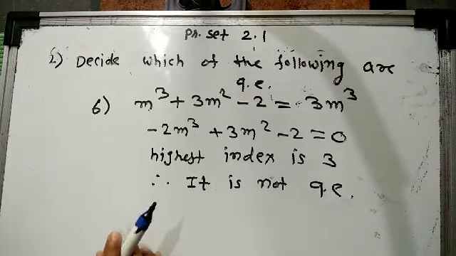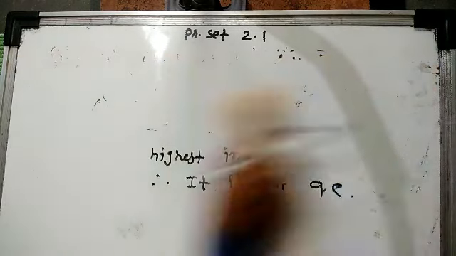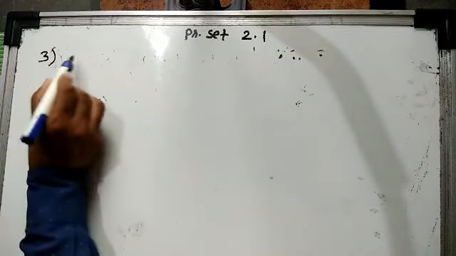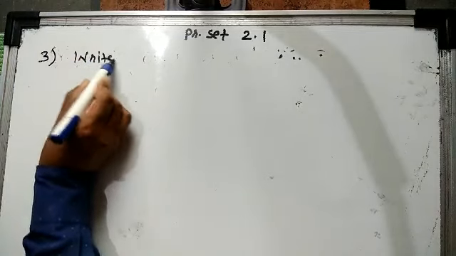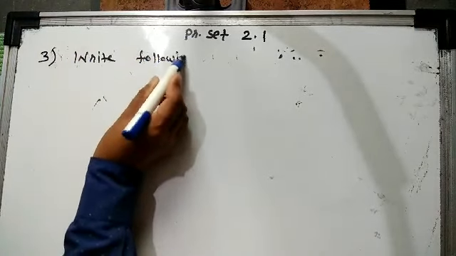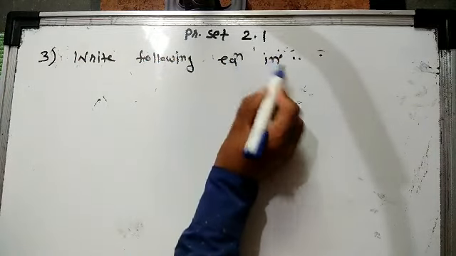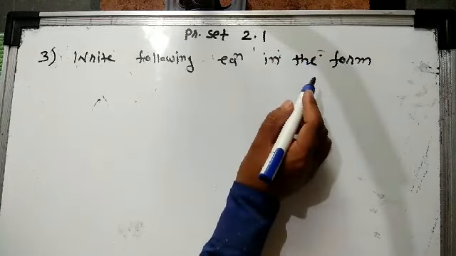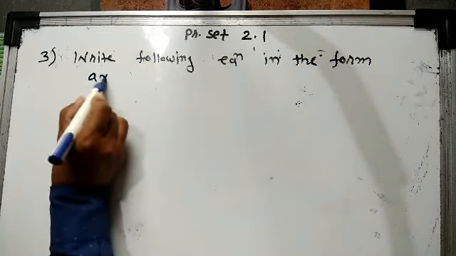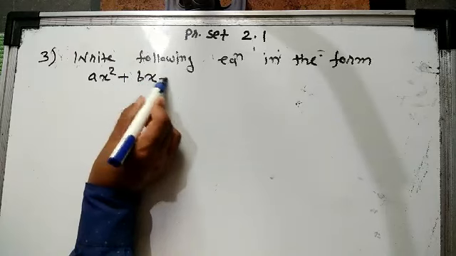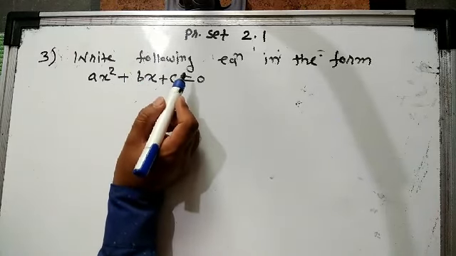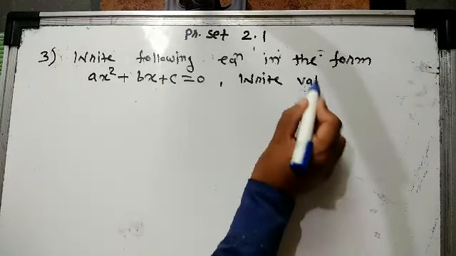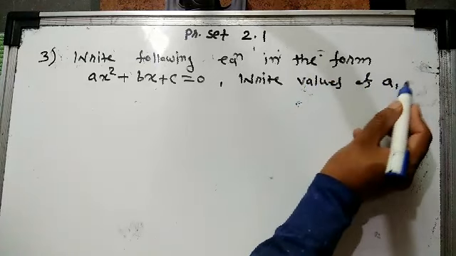Then third, here in the third question, write the following equation in the form ax square plus bx plus c is equal to 0, that is in the standard form, and write the values of a, b and c.